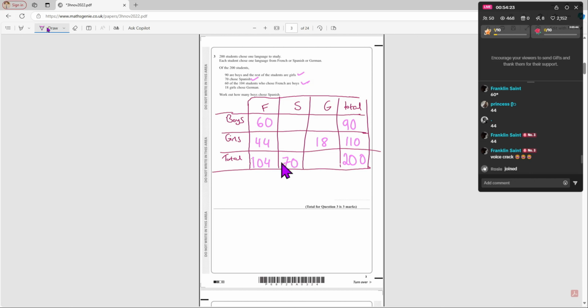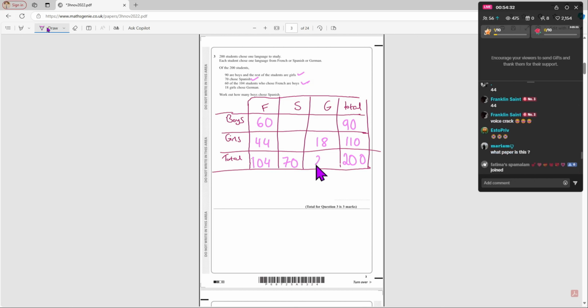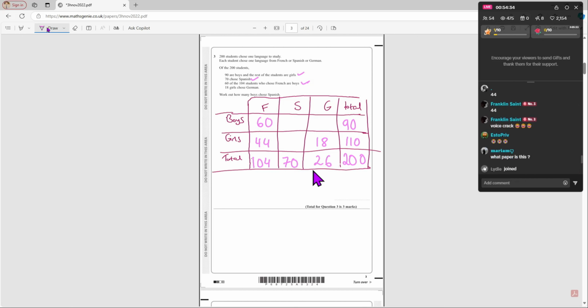So we're going to do 200 minus 104 minus 70. Remember, you can use a calculator. This is Paper 3, calculator, higher tier. So it's going to be 26, okay? I know, guys, that tomorrow is one of your mocks for Paper 3. That's why I'm doing it before.